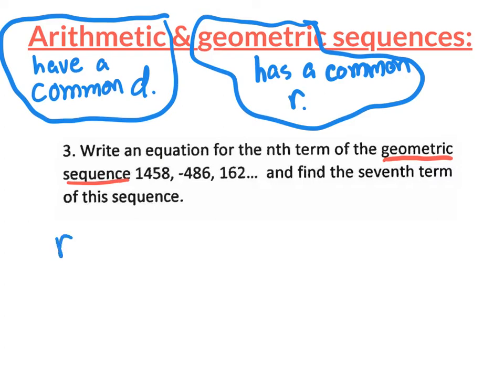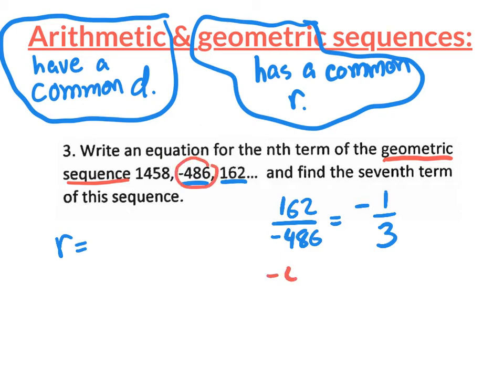And how do we find the common ratio? You pick a number and you divide it by the previous number. So if I did 162 divided by negative 486, on a calculator, we get negative 0.333333. That is negative 1/3. Now, you don't have to verify, but if you wanted to, you could take the negative 486 and divide it by the previous number, 1458, and you'll also get negative 1/3.